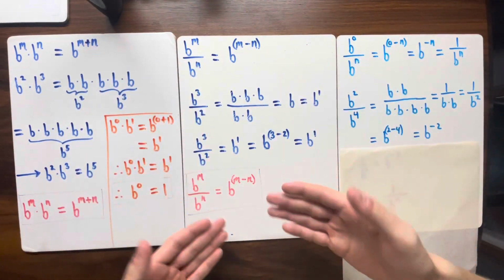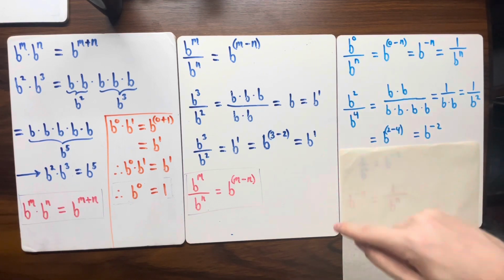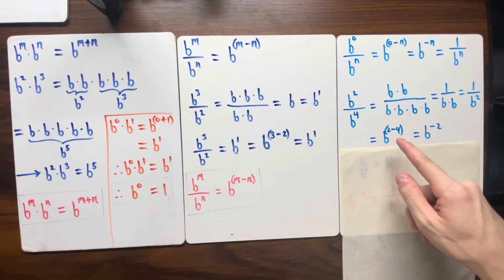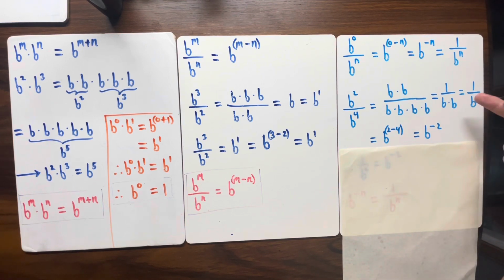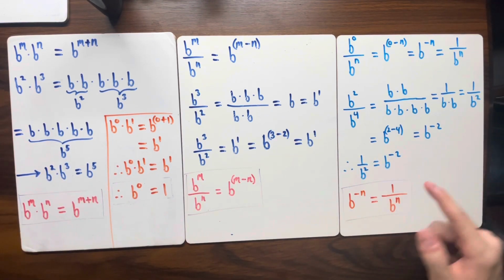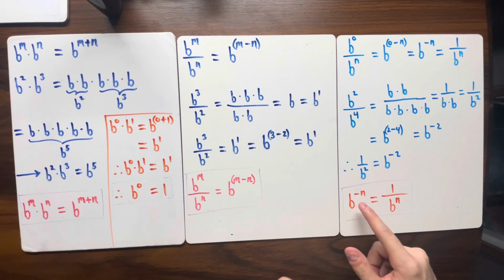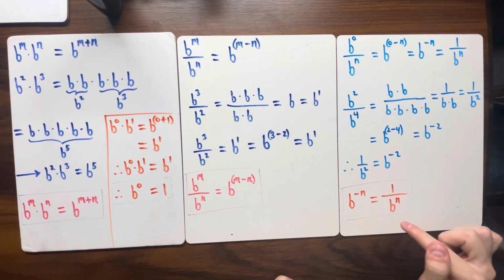So using this rule, the quotient rule for exponents, we get top exponent minus bottom exponent. So 2 minus 4. 2 minus 4 is negative 2. So that would mean that 1 divided by b squared is the same thing as b to the negative 2 power. So in general, we say that if we have a negative exponent, we can always take it to the denominator if we just write it like this, 1 divided by b to the n power.